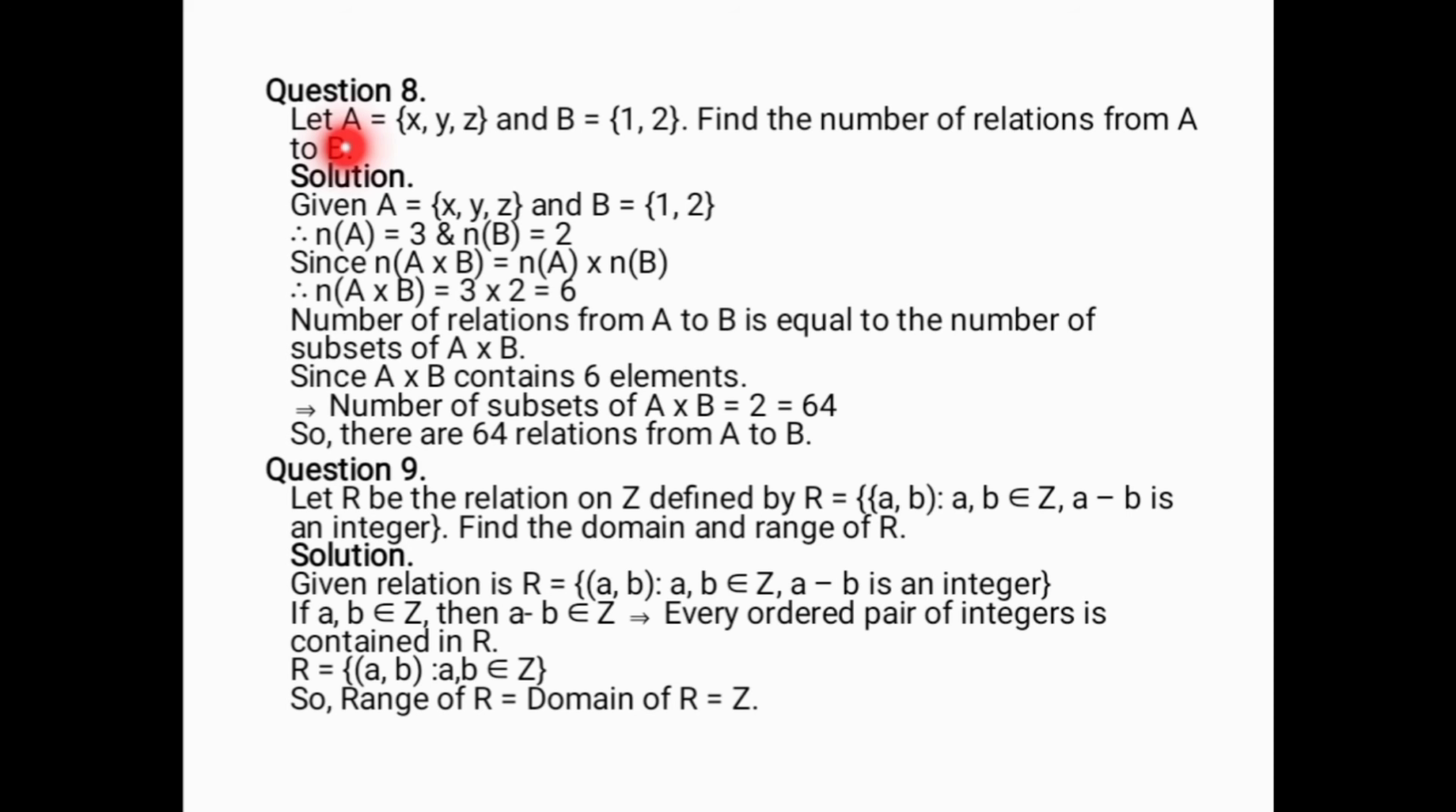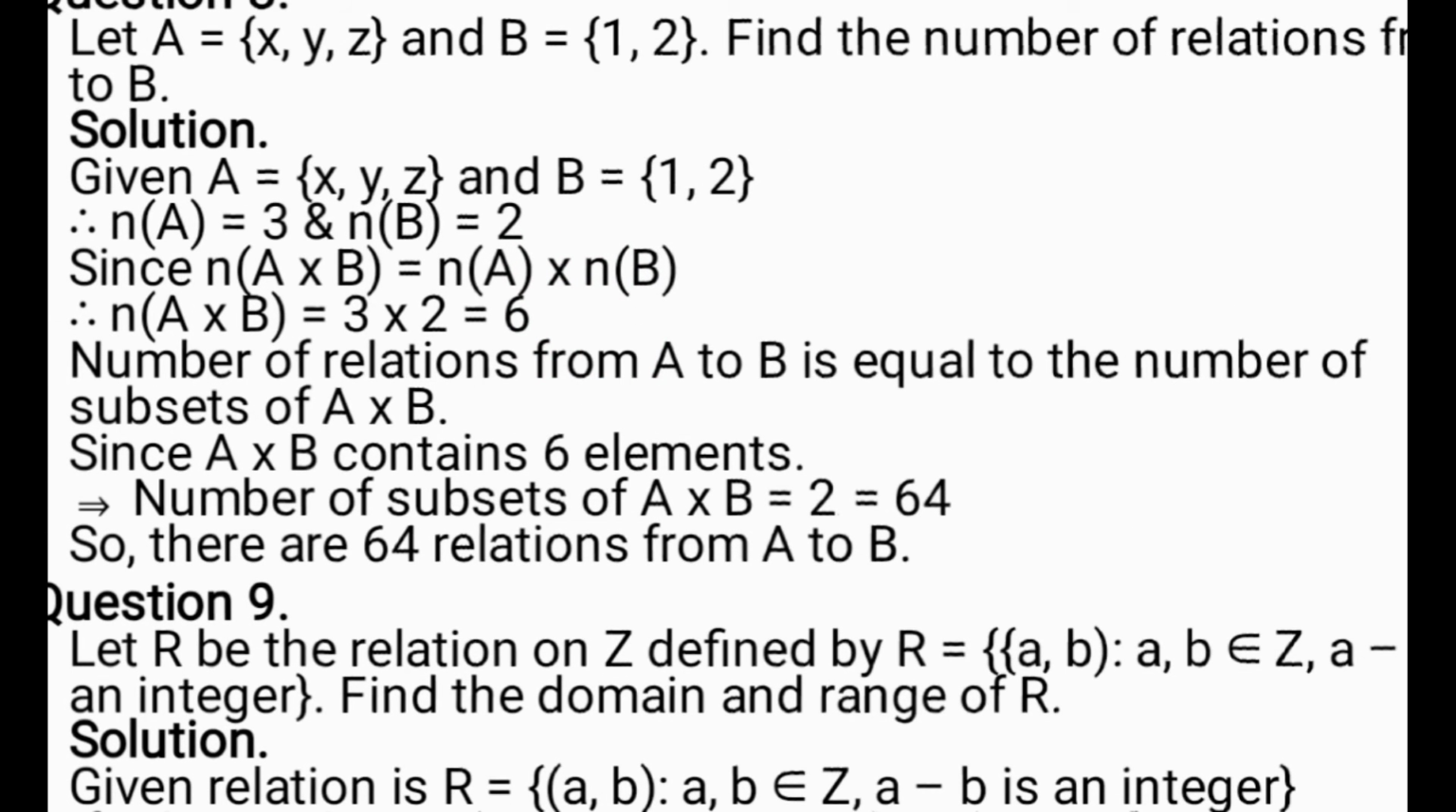Question number 8. Let A equal to {x, y, z}, B equal to {1, 2}. Find the number of relations from A to B. So, different question: number of relations. Solution. Given A equal to {x, y, z} and B equal to {1, 2}. Now, n(A), the number of elements in set A, is 3. Number of elements in set B is 2. According to the formula, n(A cross B) equal to n(A) multiplied with n(B). Now, 3 multiplied with 2, 6.